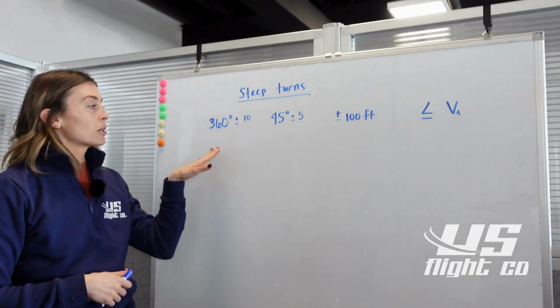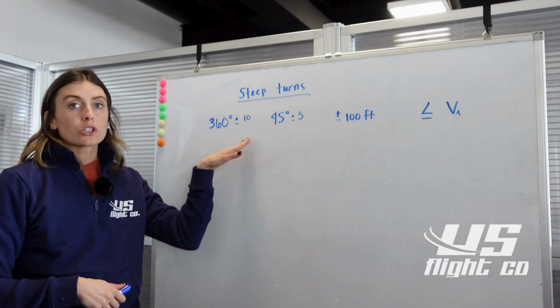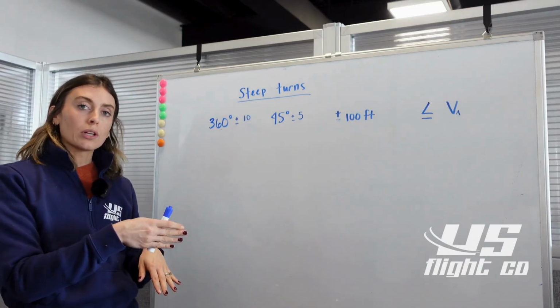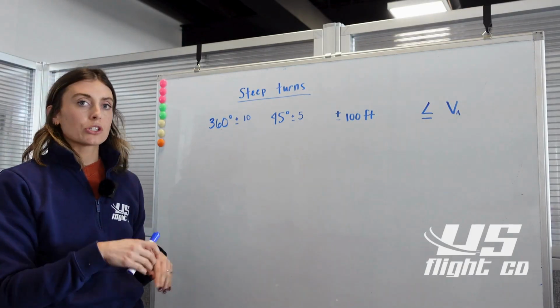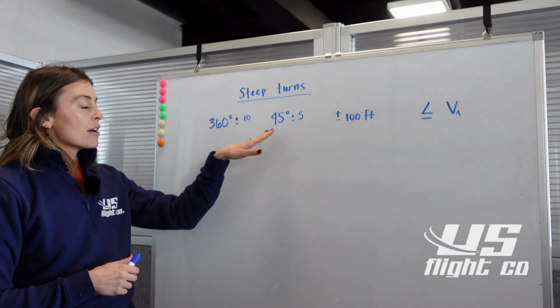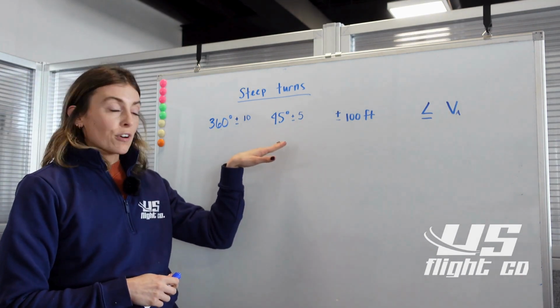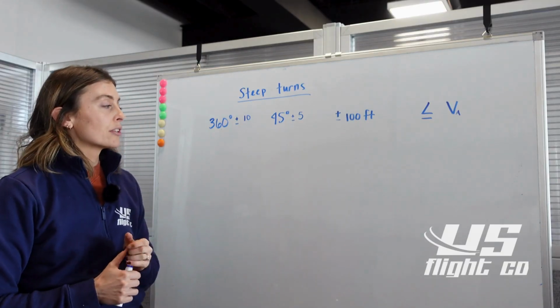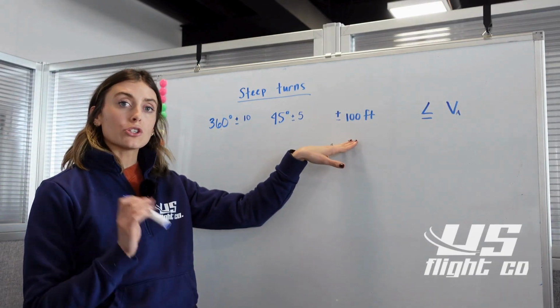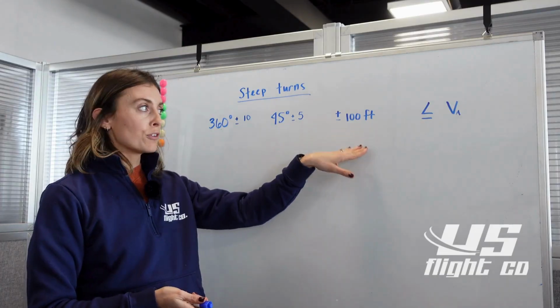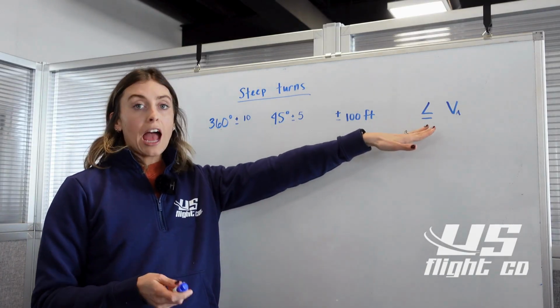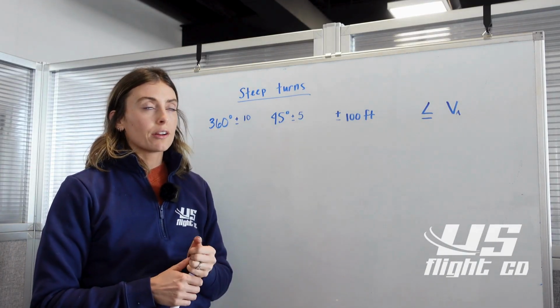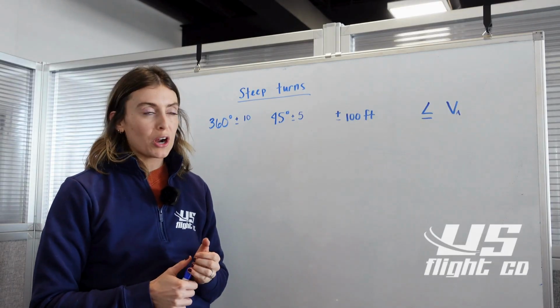The turn is going to be 360 degrees plus or minus 10 degrees, meaning that you're going to roll out on the heading that you started, plus or minus 10 degrees on either side. The bank of the maneuver is 45 plus or minus 5 degrees. The altitude you need to maintain is your starting altitude plus or minus 100 feet. And then you need to be maneuvering at or below your maneuvering speed for your aircraft.